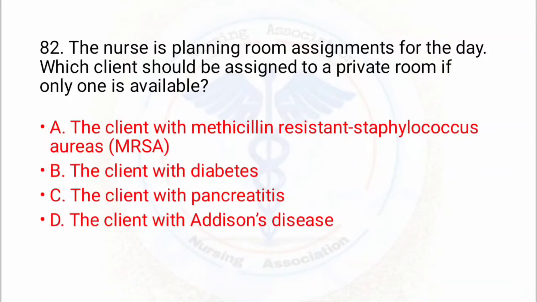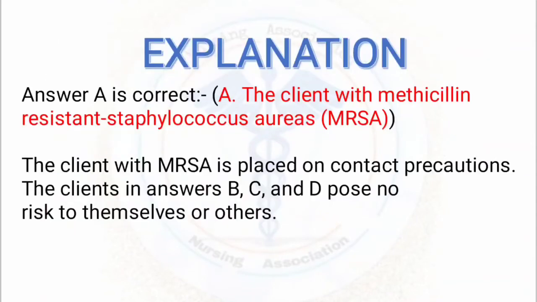So the client with methicillin resistant staphylococcus aureus, it is simply known as MRSA. Why is it so? Because the client with MRSA is placed on contact precautions. The clients in answers B, C, and D pose no risk to themselves or others, so they can stay without a private room, or they can have a greater ratio of nurses.